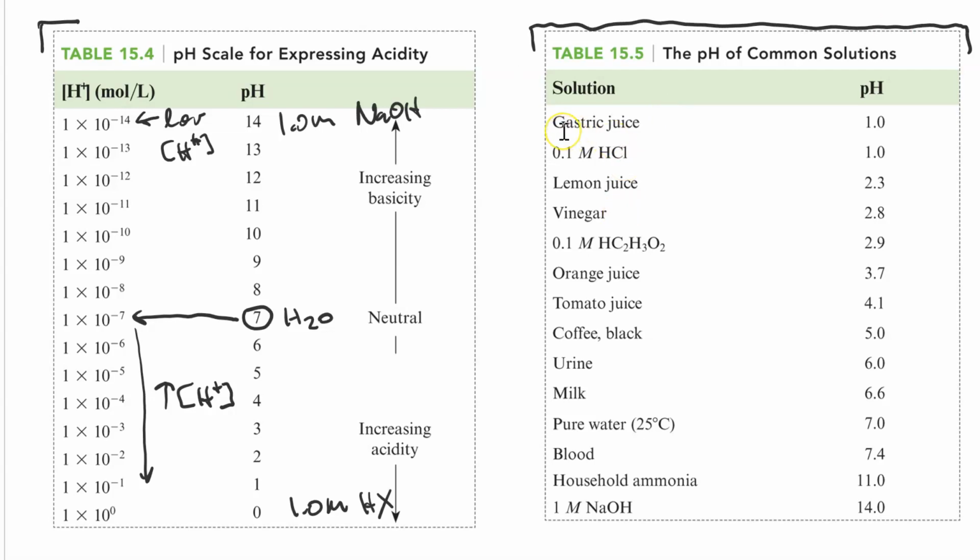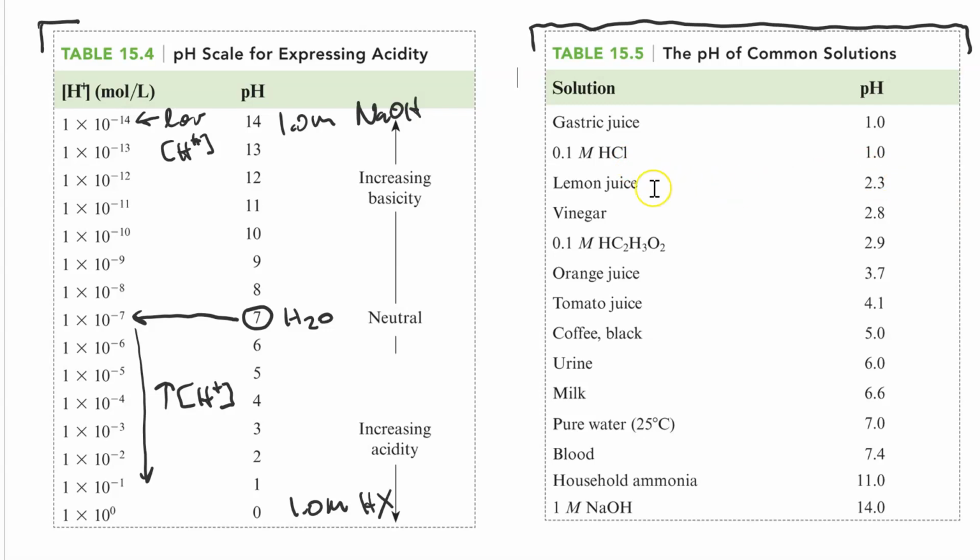The gastric juice, that sounds appetizing, right? That's the stuff in your stomach, which has hydrochloric acid. That has a pH of 1. And look, 0.1 molar HCl has a pH of 1. So, your gastric juice has 0.1 molar hydrochloric acid in it. Lemon juice, super sour, has a pH of 2.3.